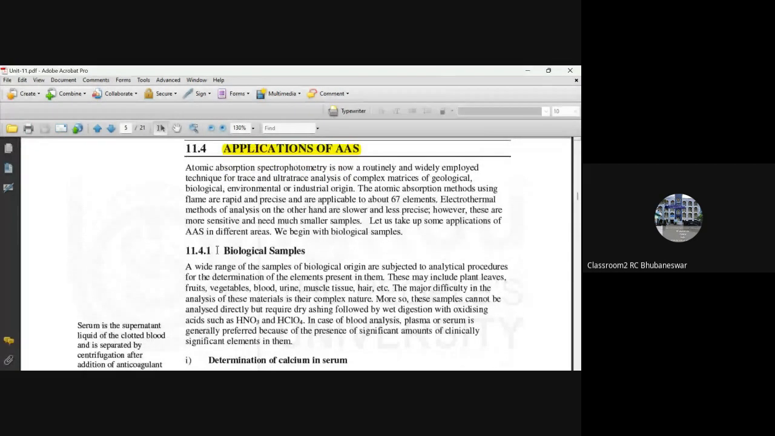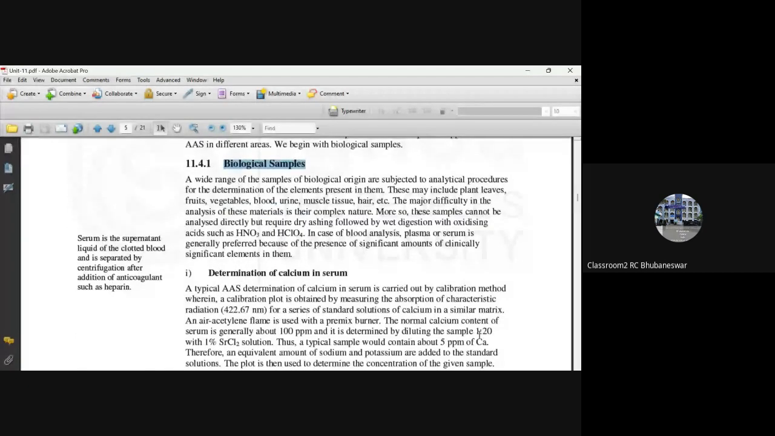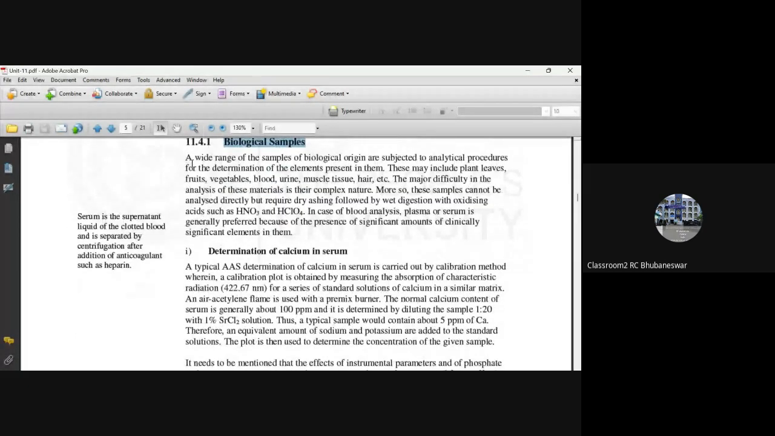So application for biological samples. A wide range of samples of biological origin are subjected to analytical procedures for the determination of the elements present in the biological samples. Biological samples mean not only human samples, that may also include plant leaves, fruits, vegetables, blood, urine, muscle tissue, hair, etc. So that can be of various types of biological samples.